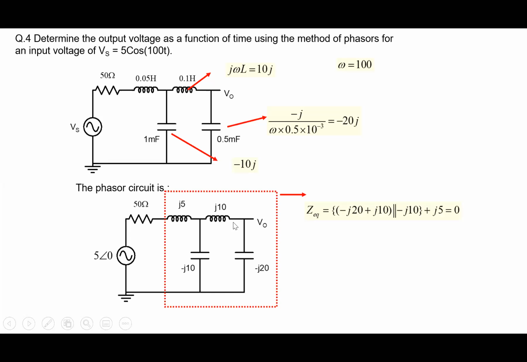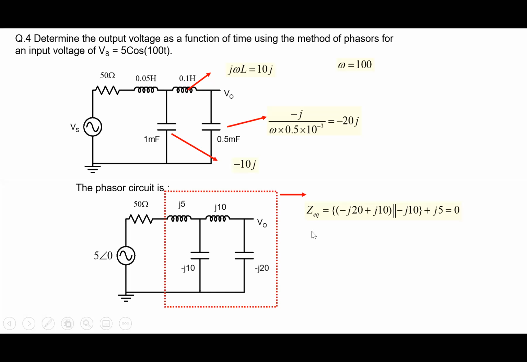So it becomes minus j10 here. The two add up to give a minus j10, and minus j10 in parallel will give you minus j5, plus j5. So it all adds up to 0. Which means that the circuit is in a kind of resonance state. All the imaginary part of the circuit, the imaginary impedance, is going to 0 here. So that makes it simple.